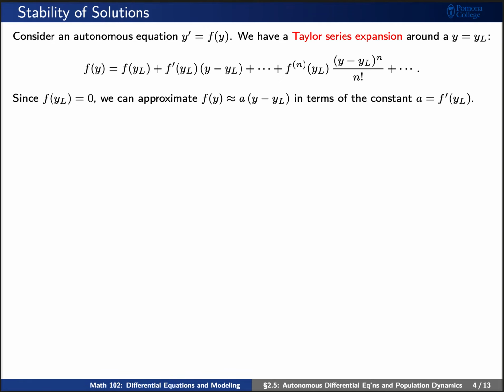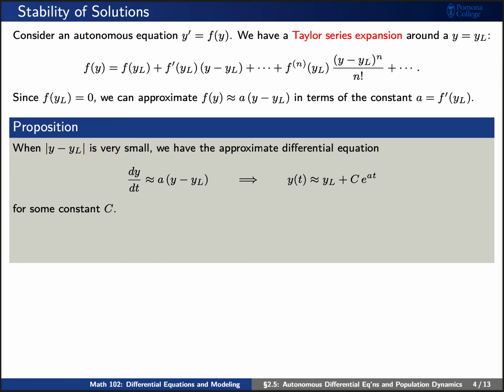Remember that for any function, we have the concept of a Taylor series expansion around some point y equals y sub l. In this case, we'll write out the Taylor series expansion by saying f of y equals a constant, f of y sub l, plus the first order term, f prime of y sub l times y minus y sub l, plus higher order terms. By only looking at the first order term and remembering that we are looking at an expansion around an equilibrium solution, we can approximate f of y as a constant a times y minus y sub l. Remember that the constant here is just the derivative evaluated at our equilibrium solution.